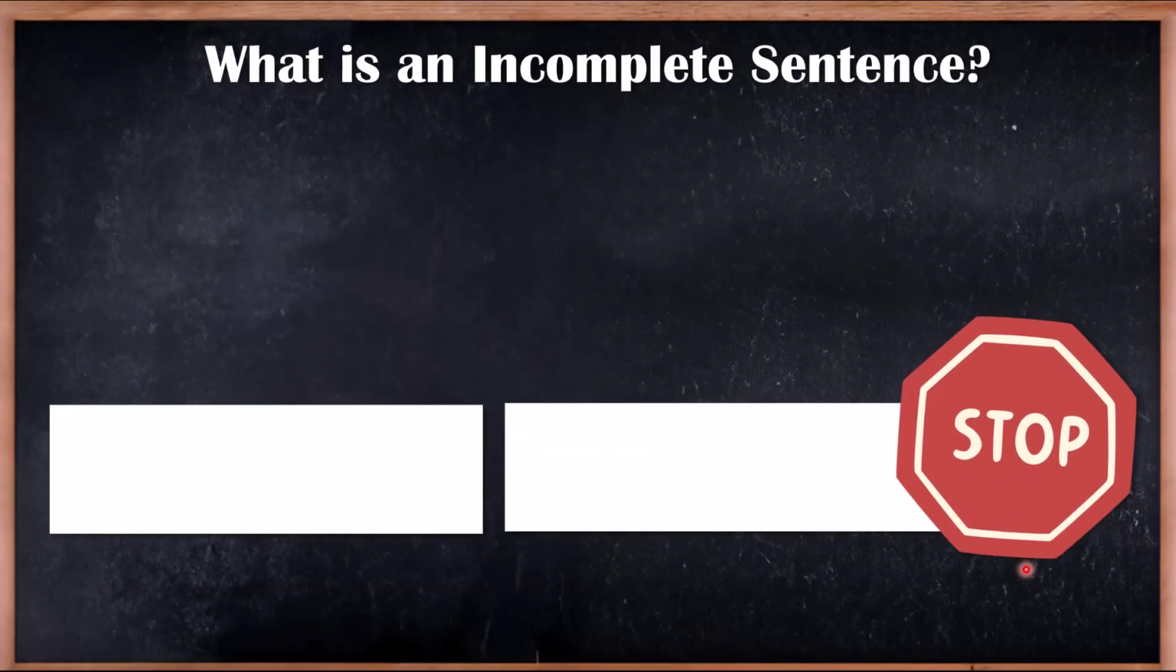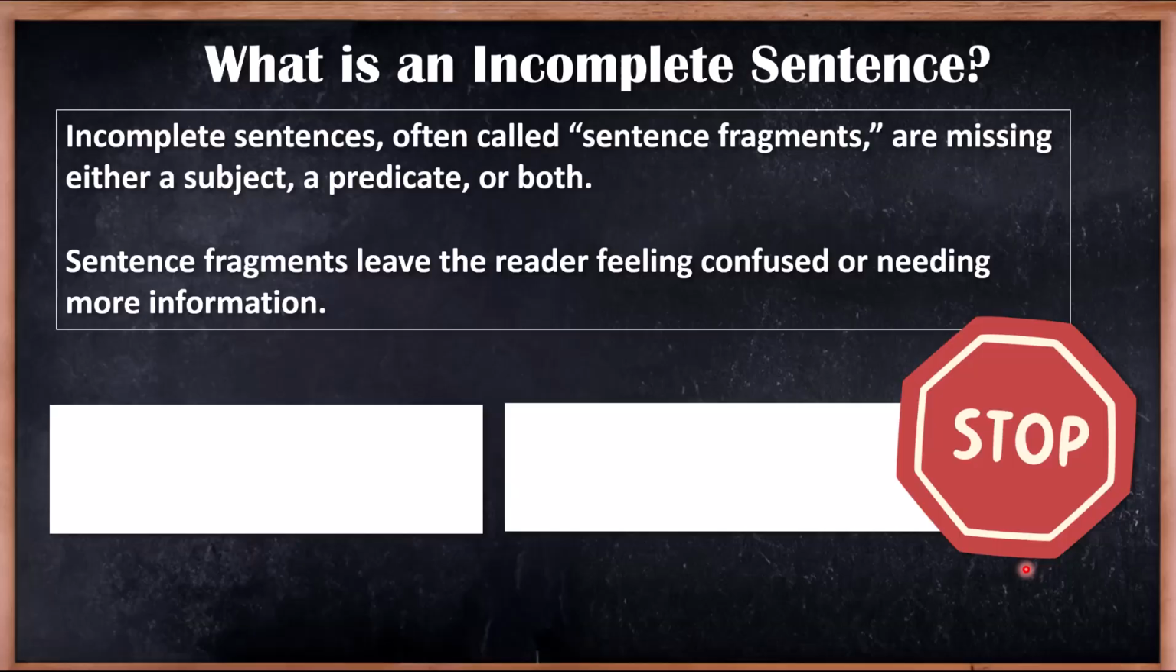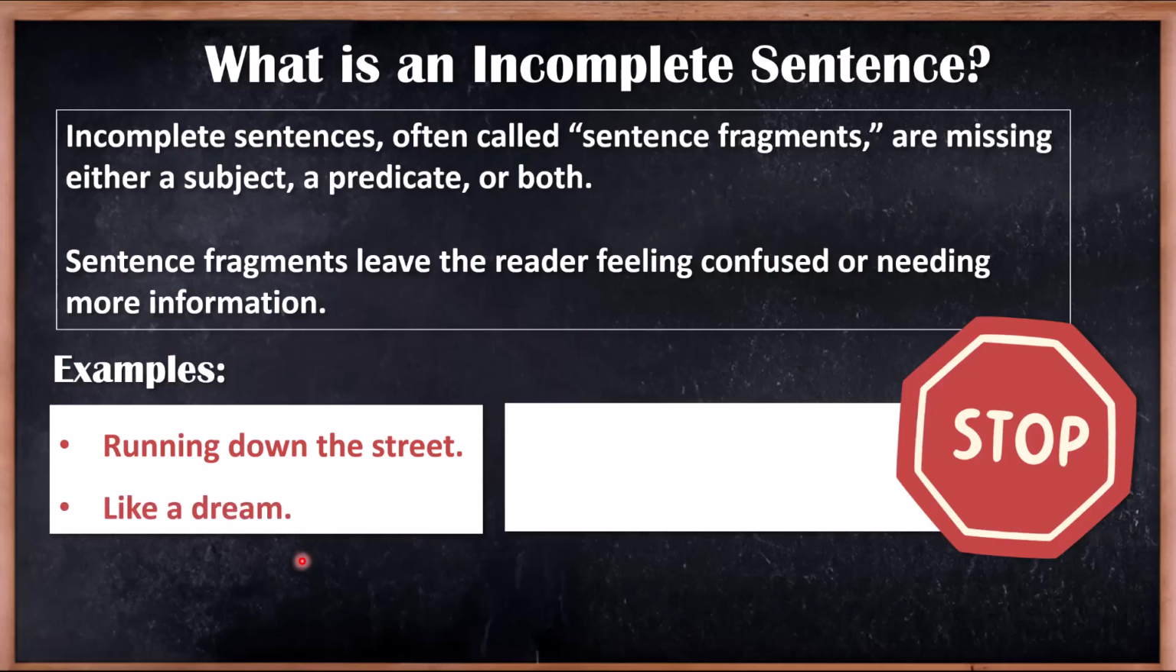Now, what is an incomplete sentence? Incomplete sentences, often called sentence fragments, are missing either a subject, a predicate, or both. And sentence fragments leave the reader feeling confused or as if they need more information because they don't understand. For example, "Running down the street." This is a sentence fragment. Who is running down the street? We're missing a subject.